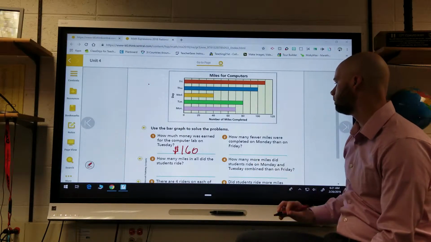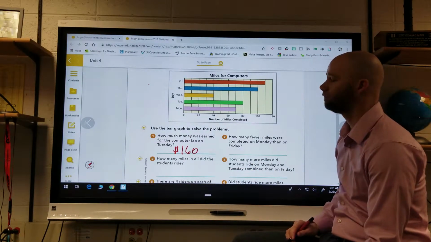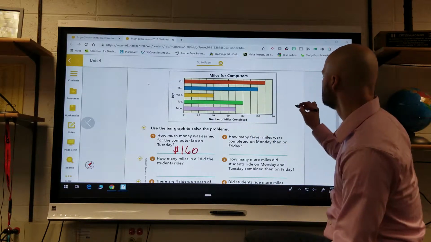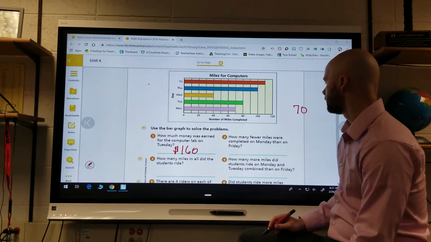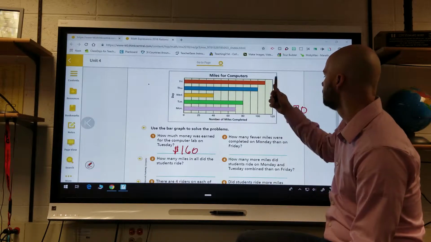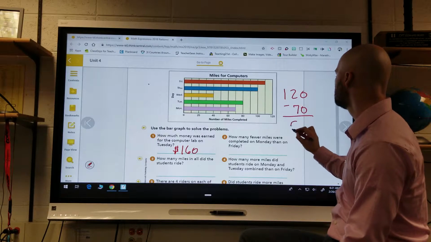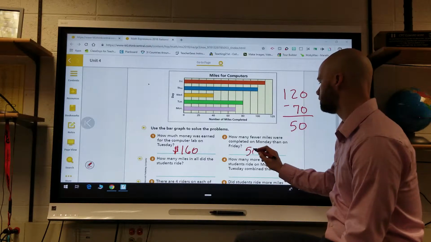Number 2, how many fewer miles were completed on Monday than on Friday? So now this one is asking about miles. So on Monday, 70 were completed. So that is fewer than Friday, which 120 were completed. Okay, so subtract those two, and you come up with 50 miles.